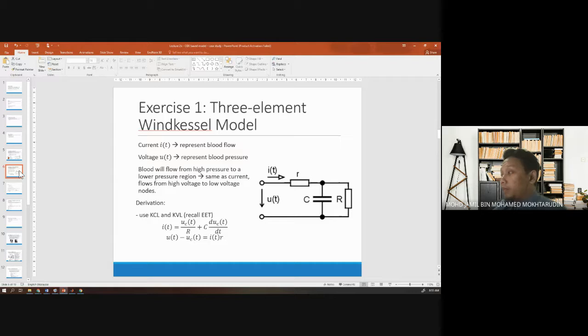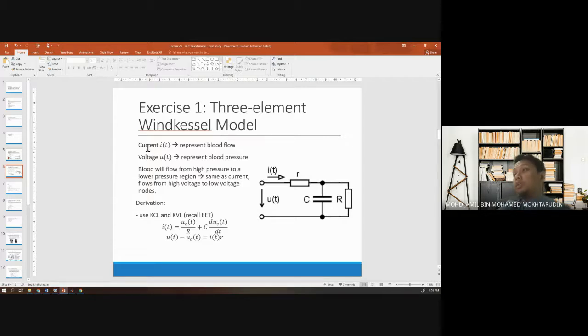Okay, so this is a simple example of a Windkessel model. We call this 3-element because in this circuit we have resistor r, resistor R, and a capacitor. So there are only 3 elements. So we call it the 3-element Windkessel model.